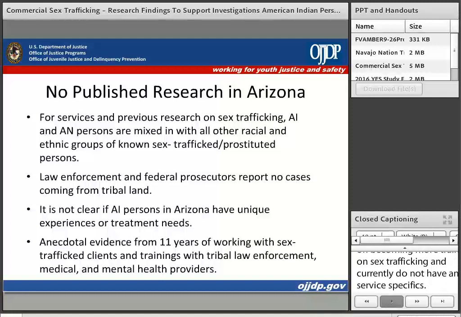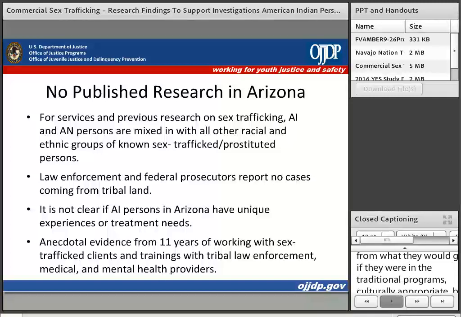So they don't have specific screening or funding or services that are different from what they would get if they were in the traditional programs, culturally appropriate, but traditional programs for domestic violence or substance abuse treatment or housing, kind of rehabilitation, so safe, supportive housing.